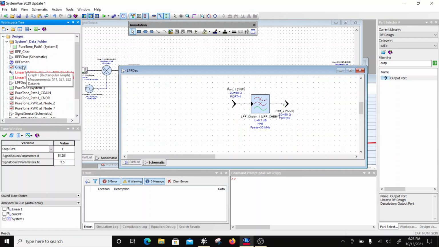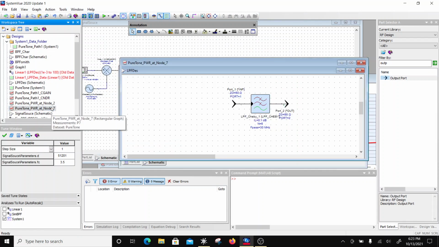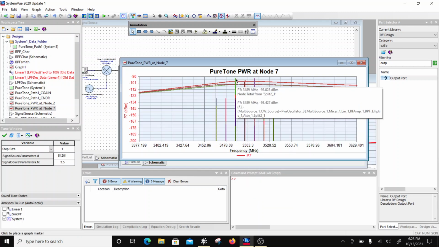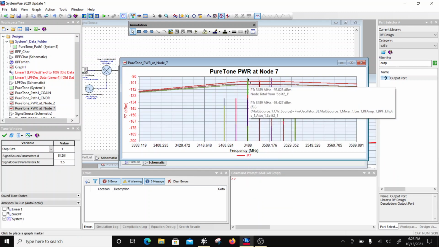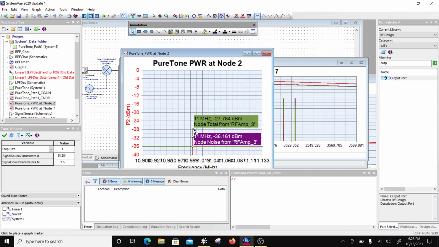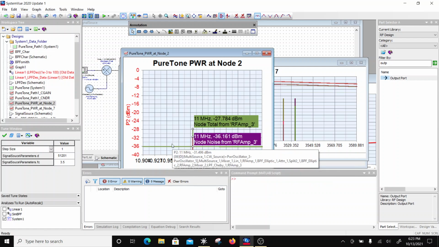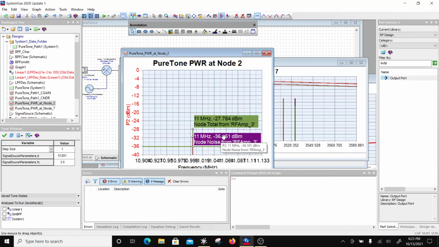Let's look at node 7. What is node 7? Yeah, here. This is the receiver, right? So here it's minus 93, and let's look at the output node. The output node now sits at minus 27, and the noise is at minus 36, which is basically 6 plus 3, 9. So right now it's 9 dB, right?